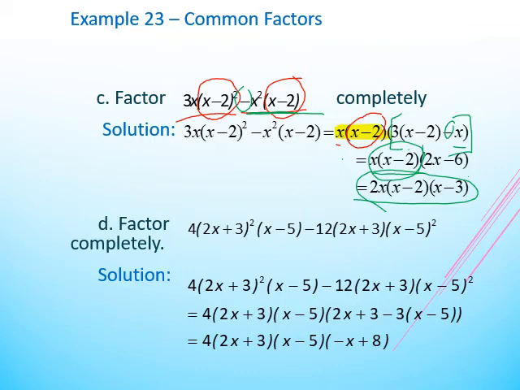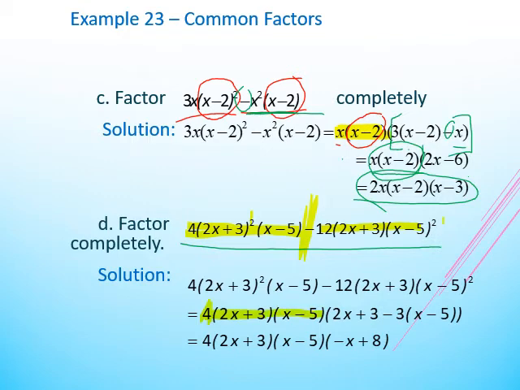Let's move to another example for factoring completely. We have this expression. In this expression, we have two terms. The first term is 4 times (2x plus 3) all to the power 2 times (x minus 5), minus 12 times (2x plus 3) times (x minus 5) all to the power 2. Now we have 4 and 12. We will take the least value to be a common factor. We will take 4. Then we have (2x plus 3) to the power 2 and (2x plus 3) only. We will take the least, which is 2x plus 3. The third value, which is (x minus 5) and (x minus 5) all to the power 2, so we'll take the least, which is x minus 5 only.